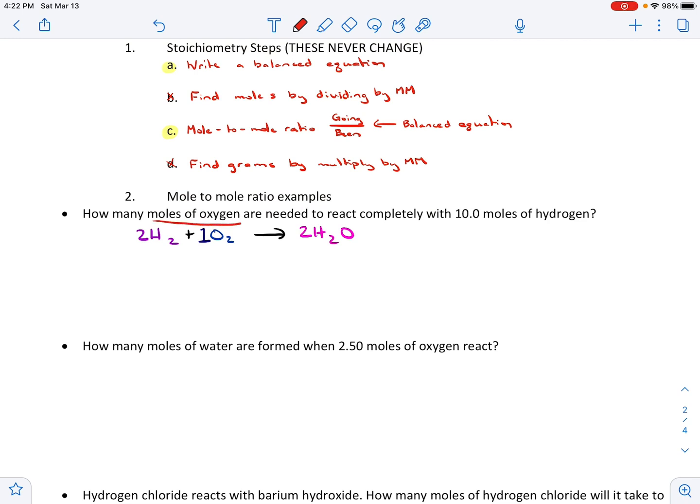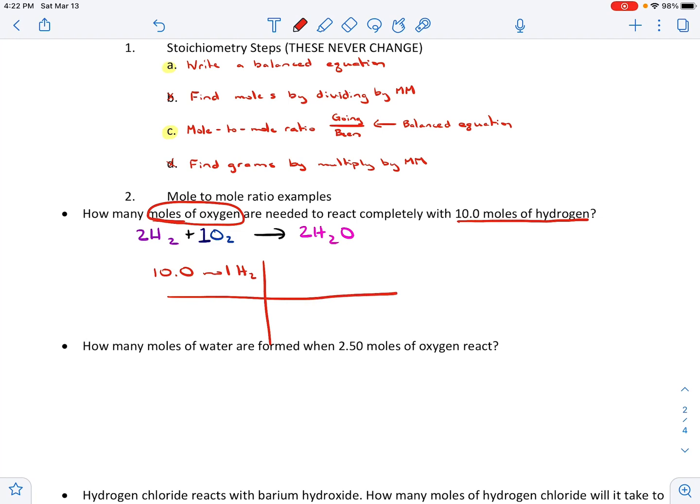We're looking for moles of oxygen. So I'm going to circle that. We're looking for moles of oxygen. And we know we're starting with 10 moles of hydrogen. So we're going to use a T-chart, which we've been using since day 1 in here. So we've got 10 moles of hydrogen, and hydrogen is H2.